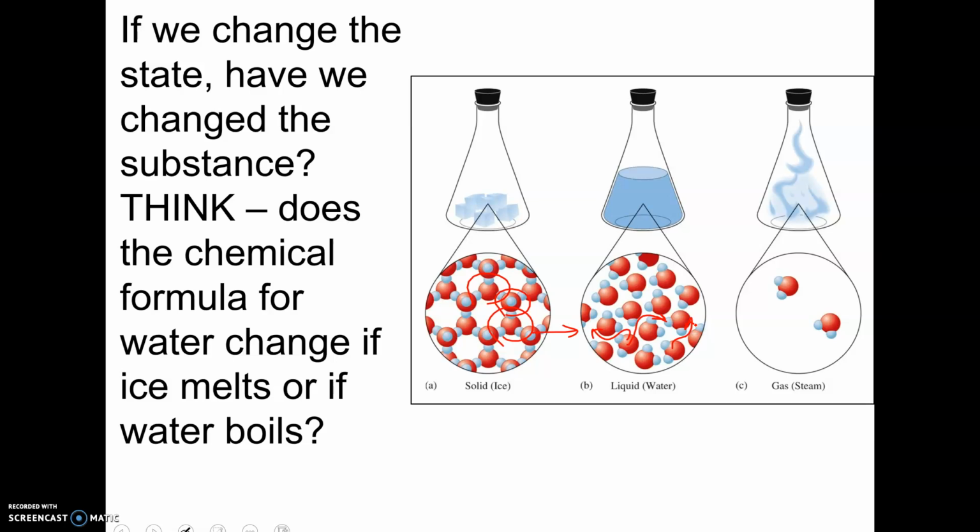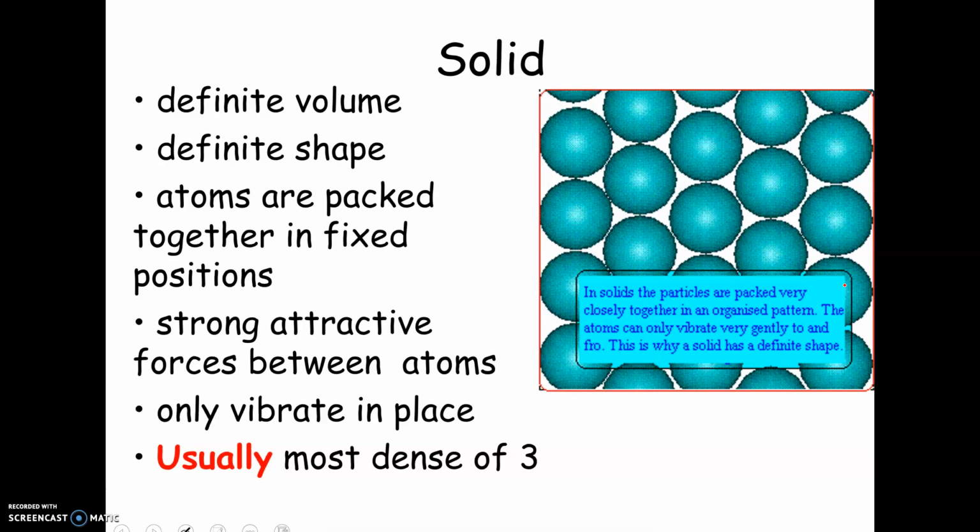And finally, in a gas, when we boil away water into steam, the molecules are getting even further apart. They actually have a lot more energy and they're bouncing around. They've lost their attractions to one another. So we haven't turned water, H2O, into anything else. When you boil water, it doesn't break into hydrogen and oxygen. When you melt ice, it doesn't change the chemical formula.